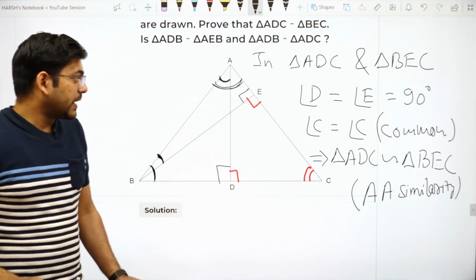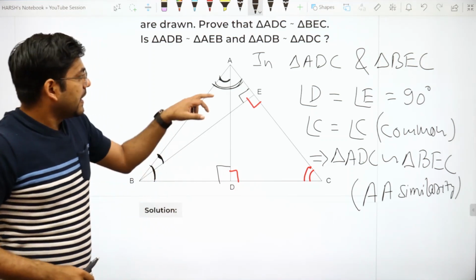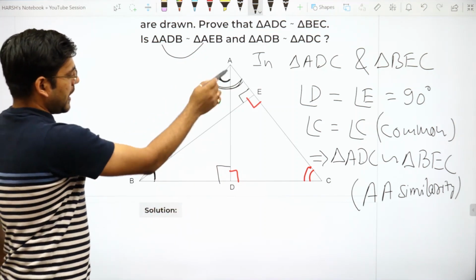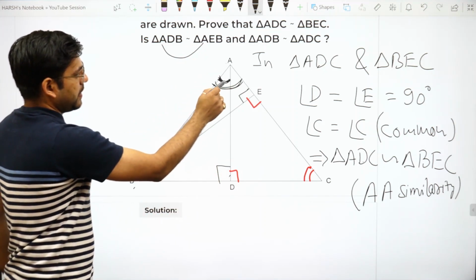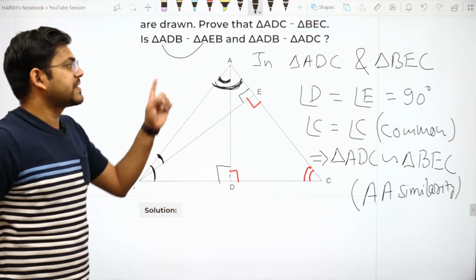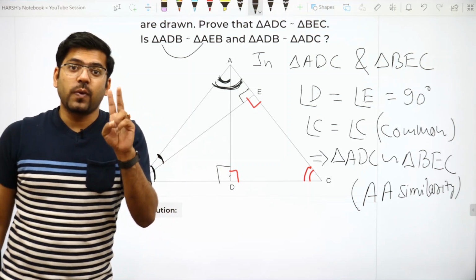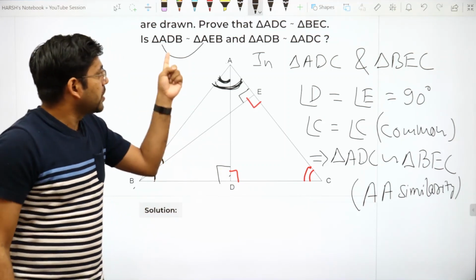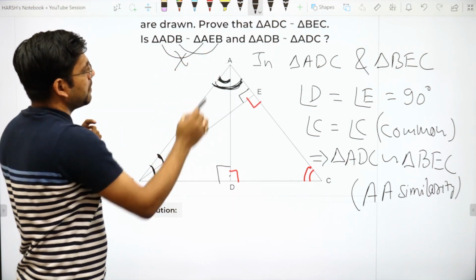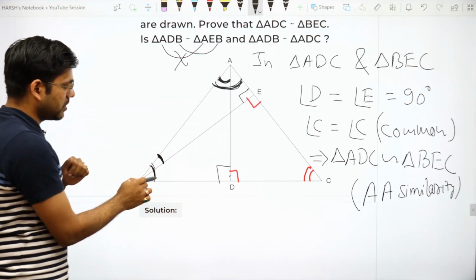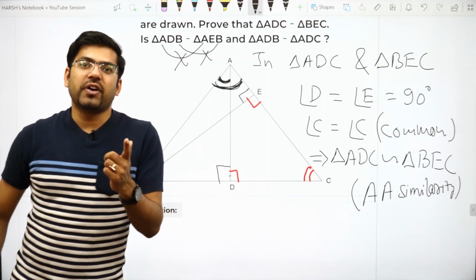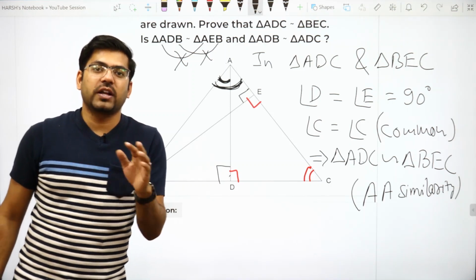What I am trying to say is that we do not have any proof that angle A is equal to angle A. In ADB the first angle is A, this angle, and in AEB the first angle is this. So they are not equal. And if the angles are not equal, we require at least two angles to be equal. The first angle is not equal, and even the last angle, B and B, this and this, are also not equal. So since two angles are not equal, equality of only one angle will not give us any similarity.